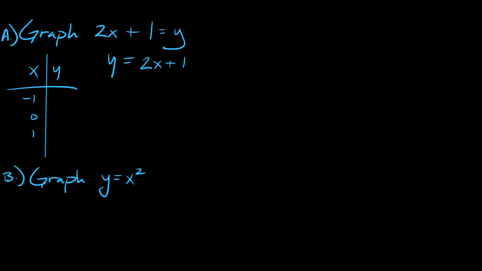Let's plug in 0 first. That's by far the easiest. 2 times 0 plus 1 is 0 plus 1 is 1. Then I'll do 1. 2 times 1 plus 1. 2 plus 1 is 3.